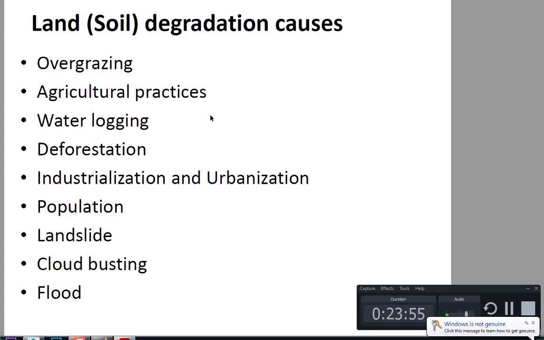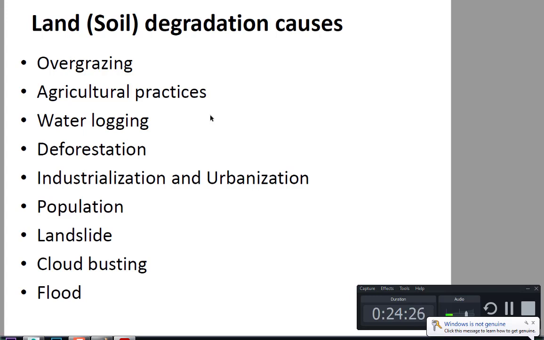Next one is population, and population is a major cause of land as well as soil degradation. Because to provide basic amenities and fulfill their needs, we are acquiring the land, and that's why the land and soil are decreasing or degrading day by day. Next cause is landslide areas.